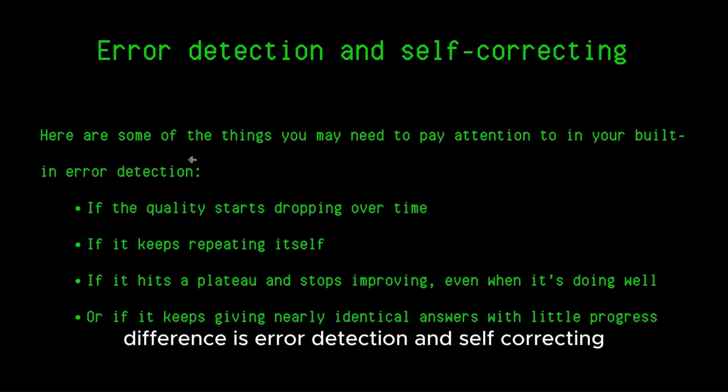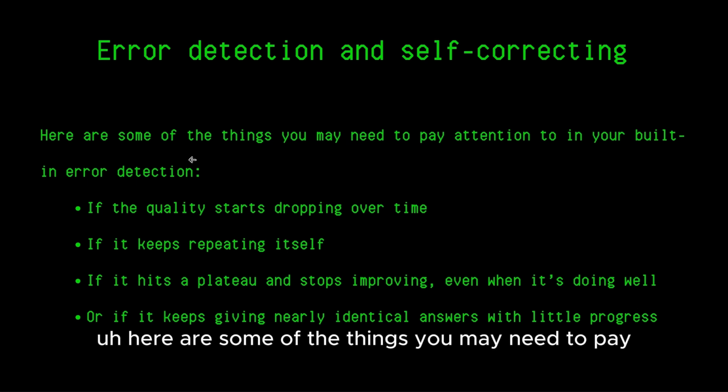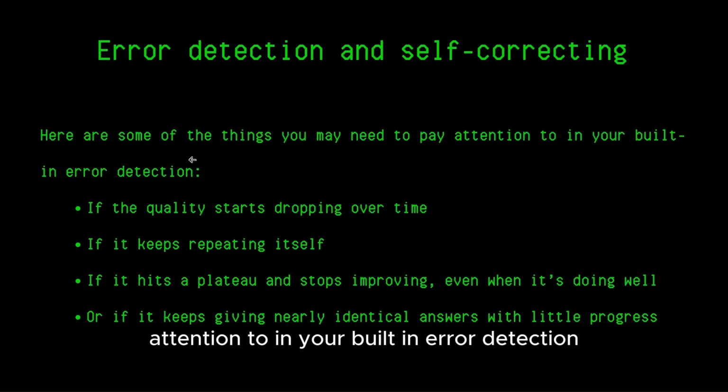Fourth difference is error detection and self-correcting. One of the smarter parts of infinite prompting is how it keeps itself in check. So you don't have to babysit the AI to know when it's going off track. Infinite prompting is designed to notice that on its own and course correct when needed. Here are some of the things you may need to pay attention to in your built-in error detection.